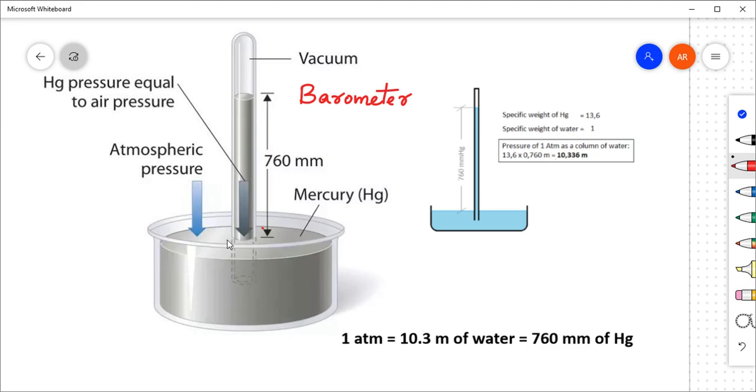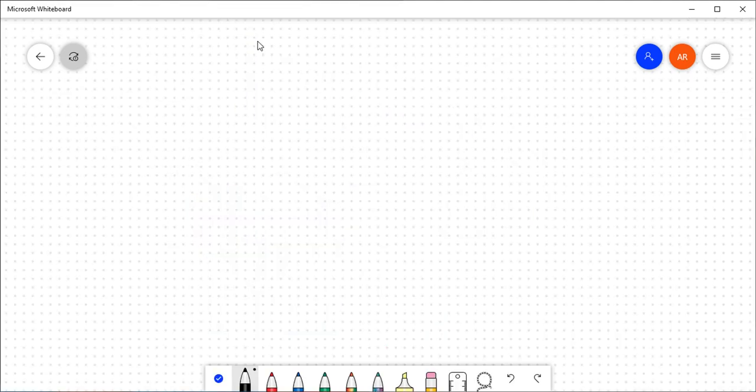So here, when the fluid filled within the barometer is mercury, due to the atmospheric pressure, the fluid level within the barometer tube will rise up to a height of 760 millimeter. If you are using water instead of mercury, the rise of fluid will be up to 10.3 meters. So we can say that 1 atmospheric pressure is equivalent to 760 mm of mercury, which is equivalent to 10.3 meters of water.